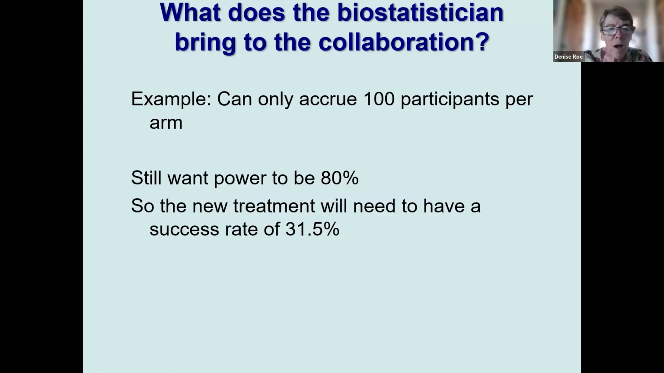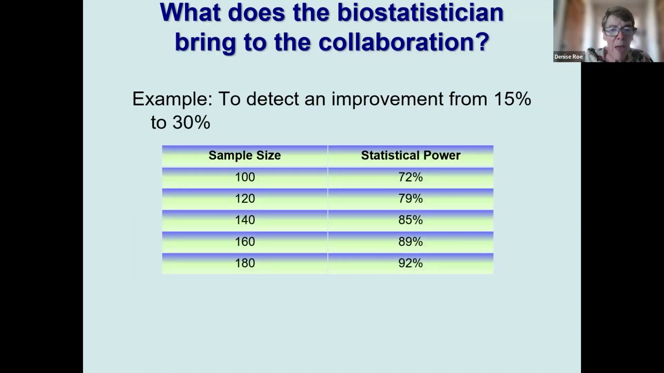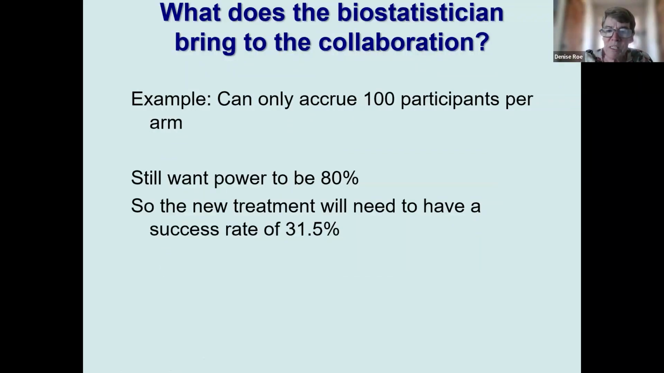Okay. So what if we can only accrue 100 participants? Well, going back, you see that we won't have 80% power. So instead of having to have an improvement from 15% to 30%, to have 80% power, we'd need to have the improvement be at least 31.5%. So we would round that up to 32%.